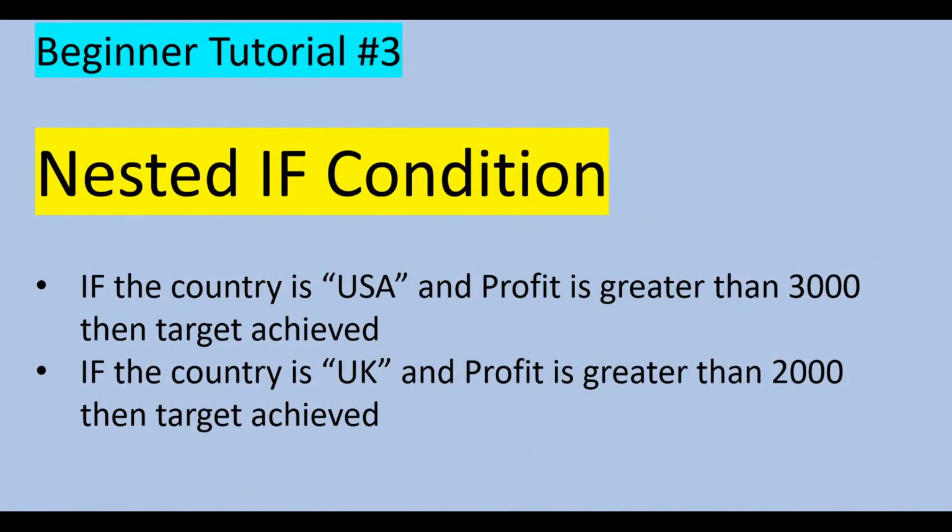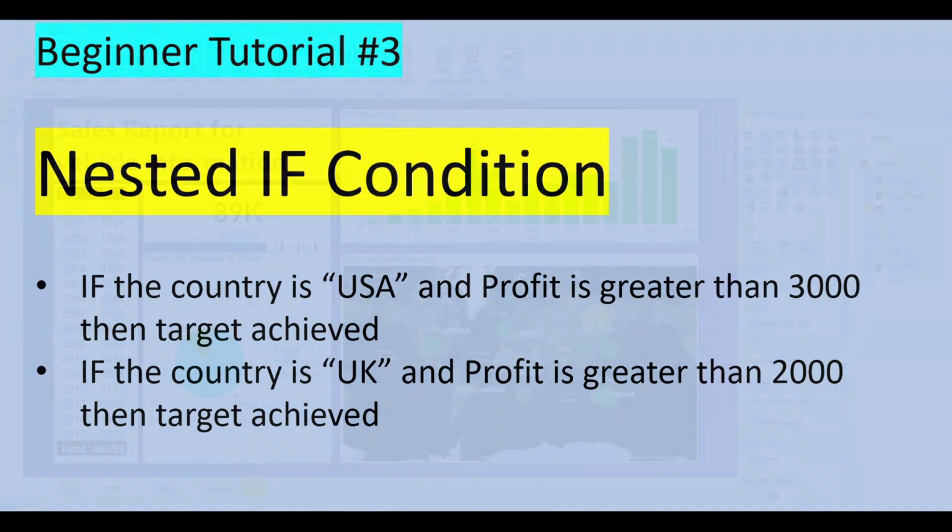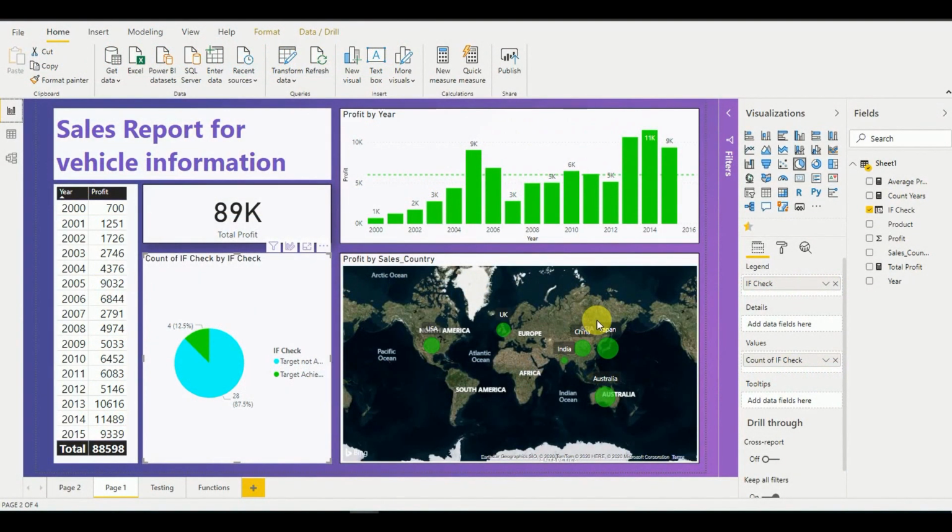For the nested if condition, these are the things that we are going to write. If the country is USA and the profit is greater than 3,000, then we can call the target achieved, and if the country is UK and the profit is greater than 2,000, then we can say the target is achieved. This is what we are going to write in Power BI as a nested if condition. We can write any number of conditions there, but for demonstration purposes we use only two nested if conditions.